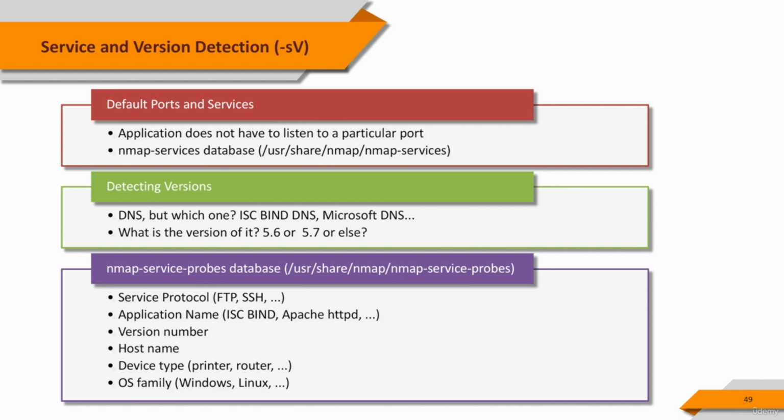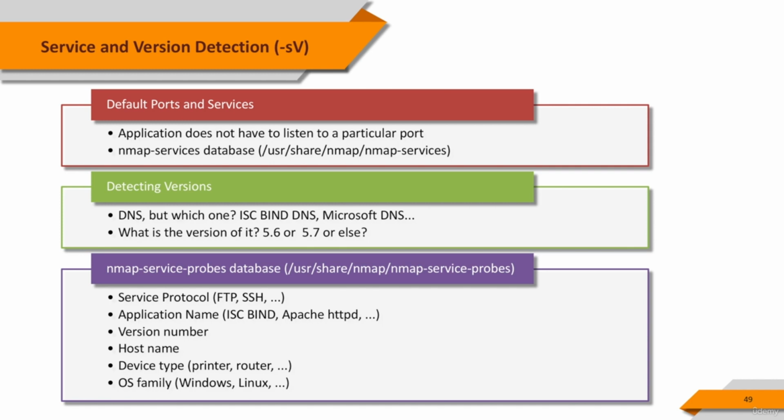After TCP and/or UDP ports are discovered using one of the other scan methods, version detection interrogates those ports to determine more about what is actually running. The nmap-service-probes database contains probes for querying various services and match expressions to recognize and parse responses. Nmap tries to determine the service protocol, for example FTP, SSH, Telnet, HTTP. The application name could be ISC BIND, Apache httpd, Solaris telnetd.